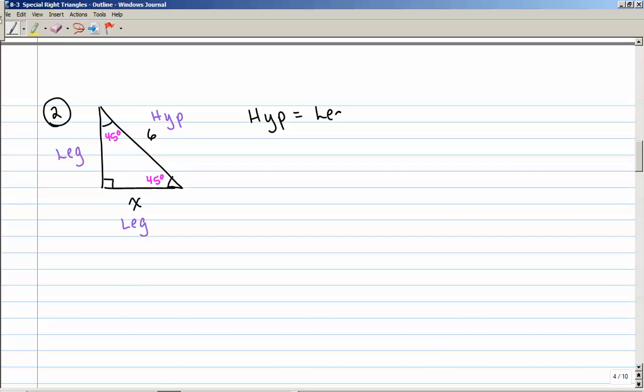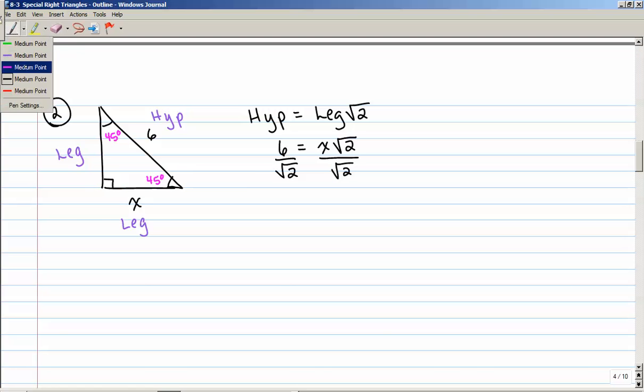Hypotenuse equals leg times the square root of 2. I'm going to plug in what I know and what I don't know. My hypotenuse is 6, my leg is x, and I have a square root of 2. Now I have to solve this equation for x. So I'm going to divide both sides by the square root of 2. These cancel out, and leave me with x equals 6 over the square root of 2.